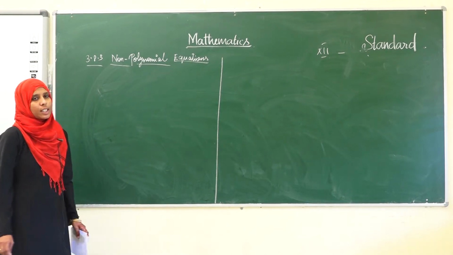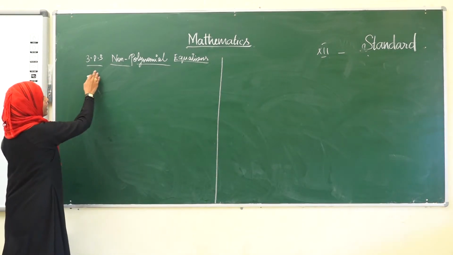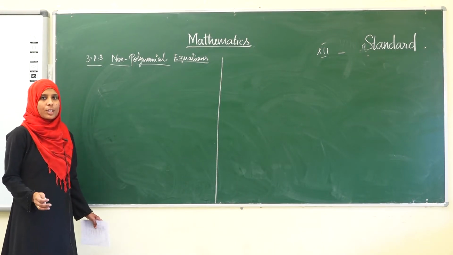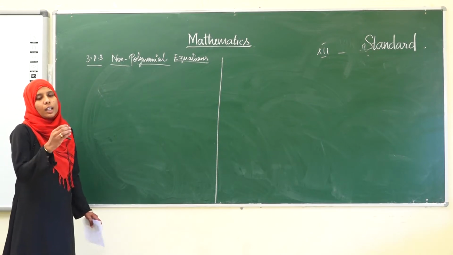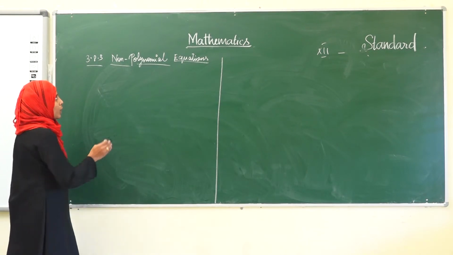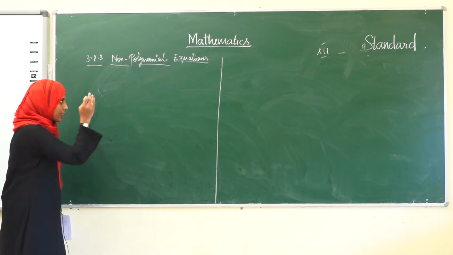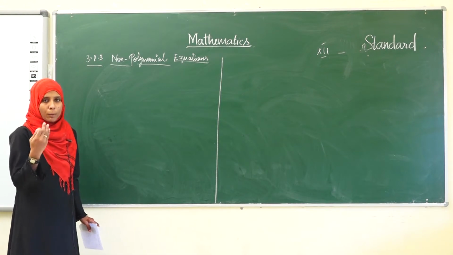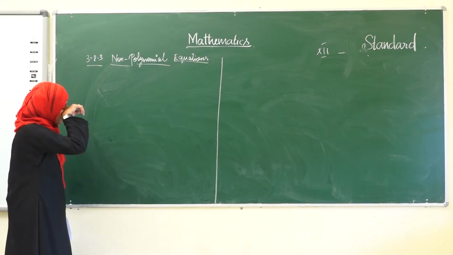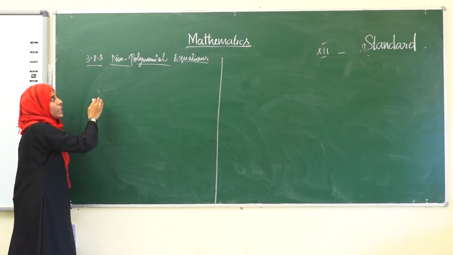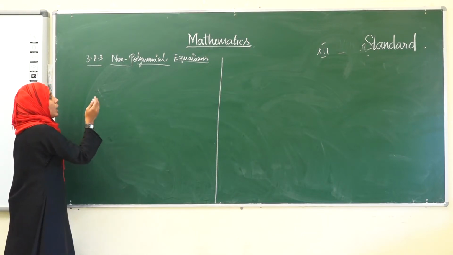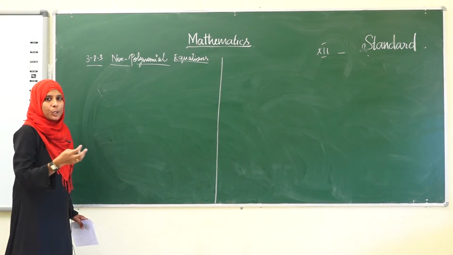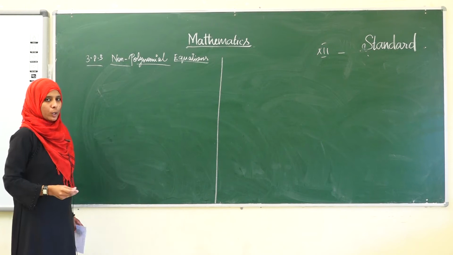Now we are going to see the next subdivision, 3.8.3, that is non-polynomial equations. Till now we have seen the polynomial equations and its solution, how we are getting the roots and how we solve that. Now we are going to see the non-polynomial equations. In this subdivision, we are going to solve the non-polynomial equations with the polynomial equations. How can we do that? There will be some non-polynomial equation given. We are going to change that to a polynomial equation. Then using the methods we have learnt in the previous classes, we are going to solve that.